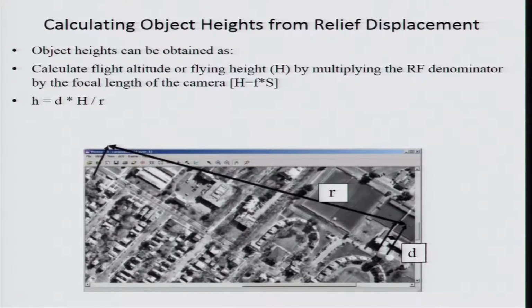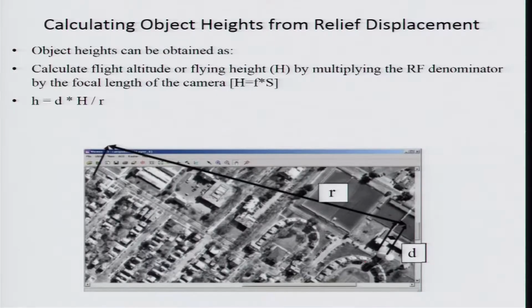And h is the height of the object. If you take, you have D, that is the displacement here, or you can say the displacement of relief from the top of the building and the base of the building.